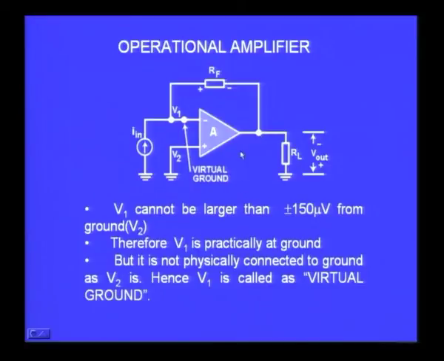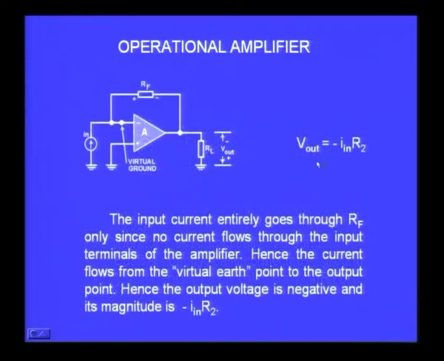So output therefore is given as V output is equal to minus I in into RF in this case, where RF is the feedback resistor. The output voltage is equal to minus I in into R2 or RF as the case may be, and this becomes much easier to understand because of the application of the concept of the virtual ground.